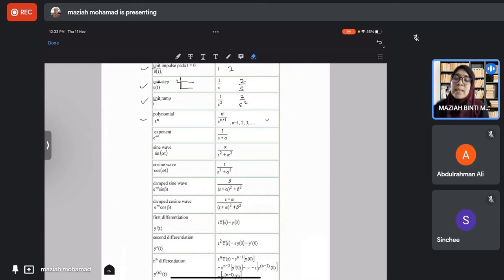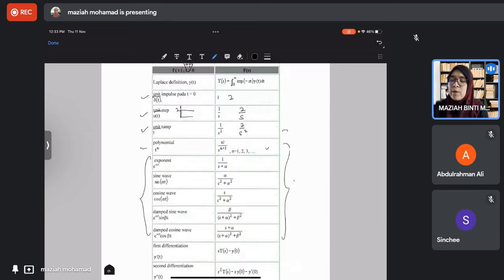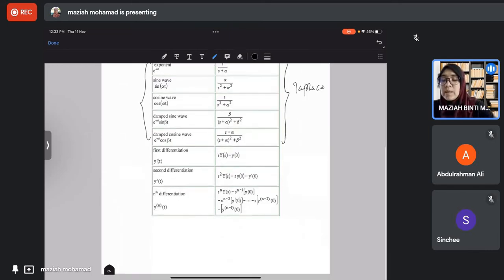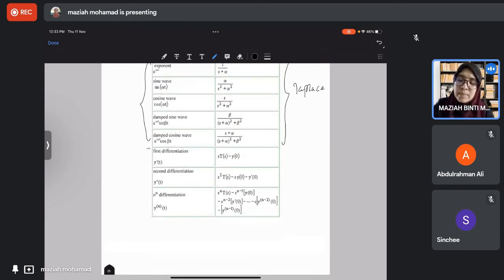So this side is for the time, and this side here is for Laplace. Okay, we are also going to use this table when we inverse from Laplace into time. So again, we're going to refer to the same paper. The most important is this part here, because we're going to transform ODE into Laplace.